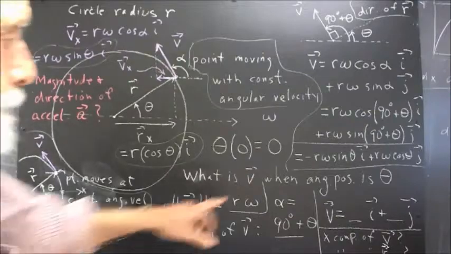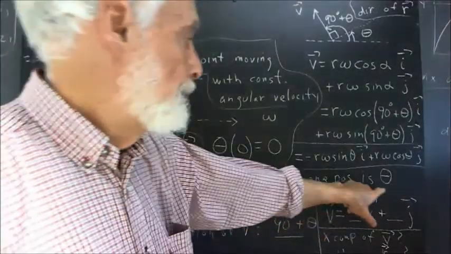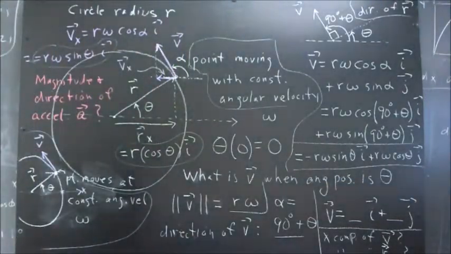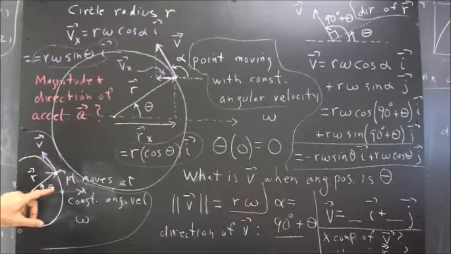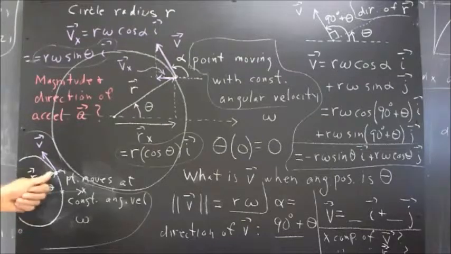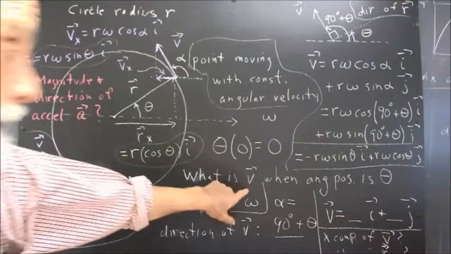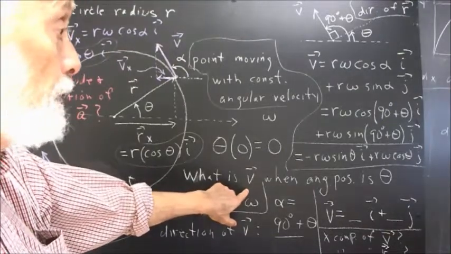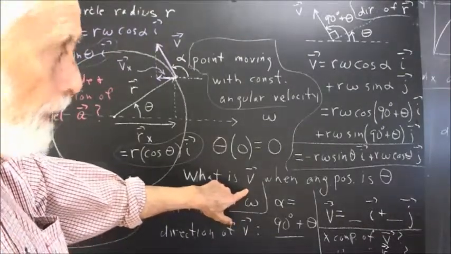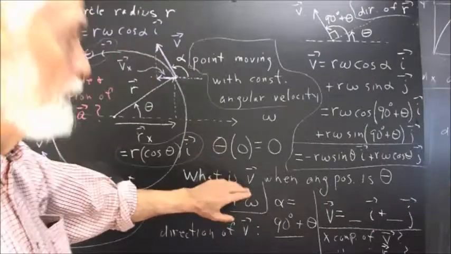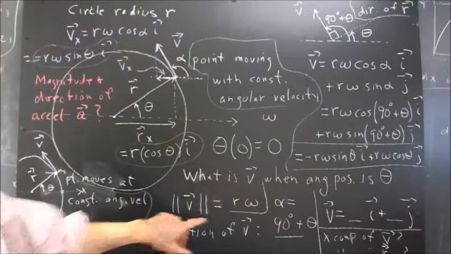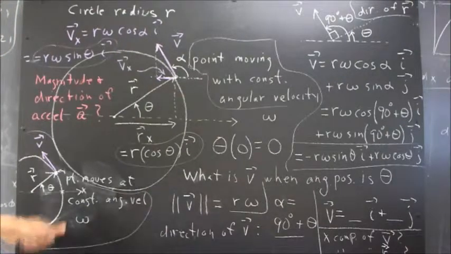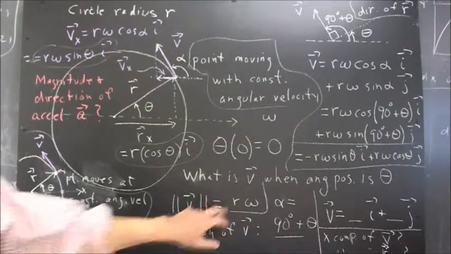And I ask, what is v when the angular position is theta? Okay, so again, the point is moving at angular velocity omega. When we have angle theta, what's the velocity vector? And we've got an arrow over this, so what's the vector velocity? If you don't understand this, you should pause and reconstruct it. If you were in class, you should still pause and reconstruct this. Well, the magnitude of the vector is just the speed of the particle, and that's r omega.